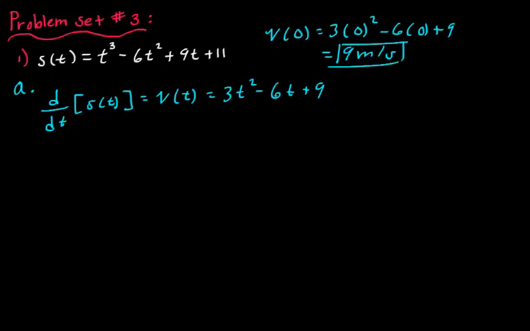Now let's take a look at part B, and that's asking us, during what time intervals is the particle moving to the left? So we know the particle moves to the left when the function values of the velocity function are negative. So in this case, if you go ahead and graph this, you're going to get something that looks like this.